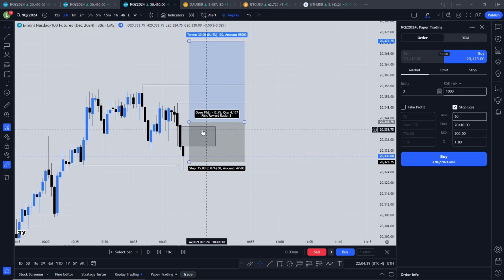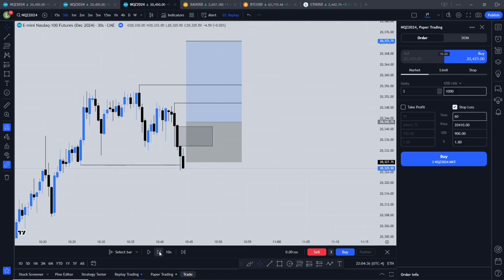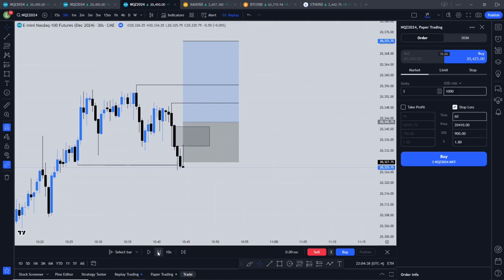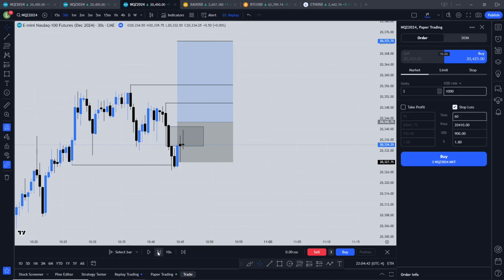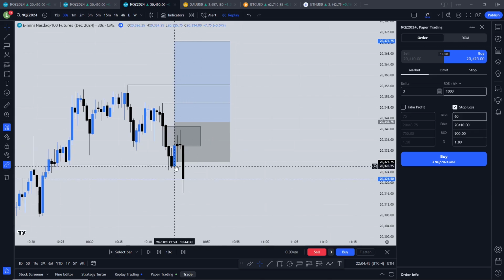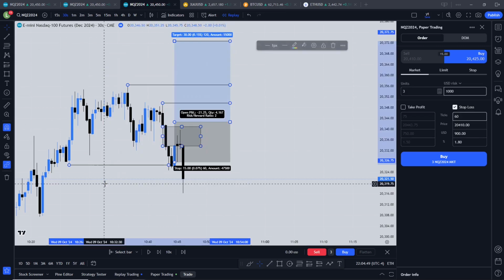I'm anticipating that we will get an inverse here. If we don't, we don't take a trade. But if we do get an inverse, then we take a long. Let's see what happens. Price seems to be coming back up. Again, it's coming back up. And then, boom, no inverse there. So, no trade.